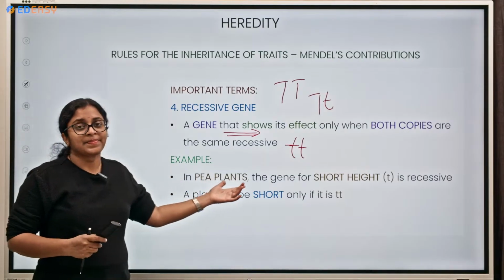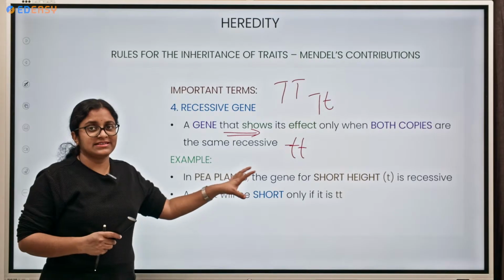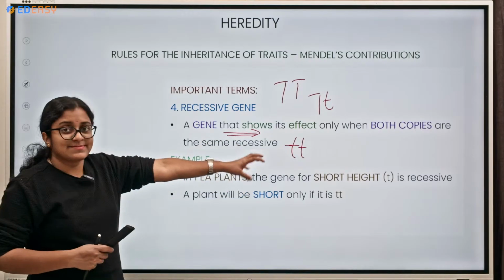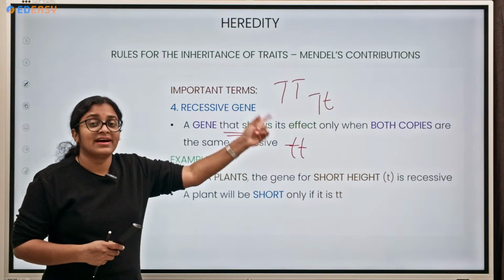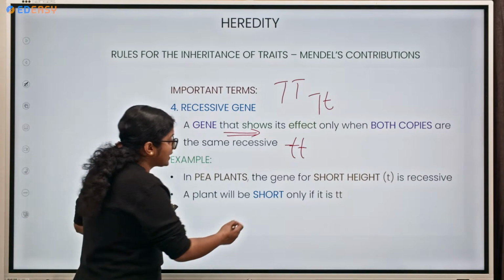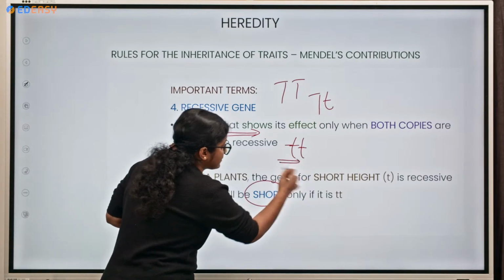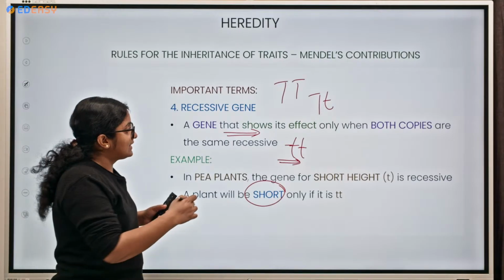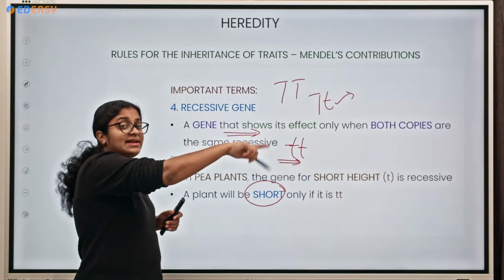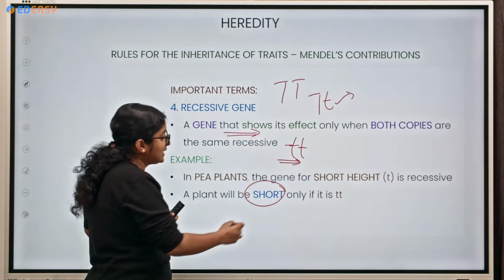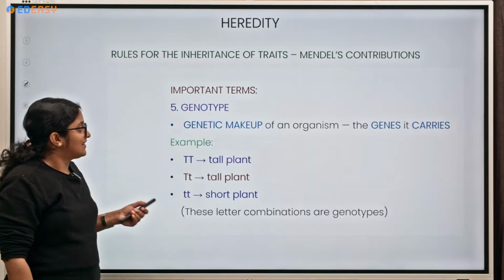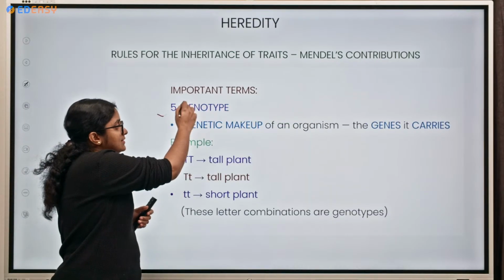For example, in pea plants, the gene for short height is small t, which is recessive, and the plant will exhibit shortness only if it is showing small t, small t. If the plant is showing capital T, small t, it means it is a tall plant only. If it has to show the short character, it should definitely show small t, small t. Okay.